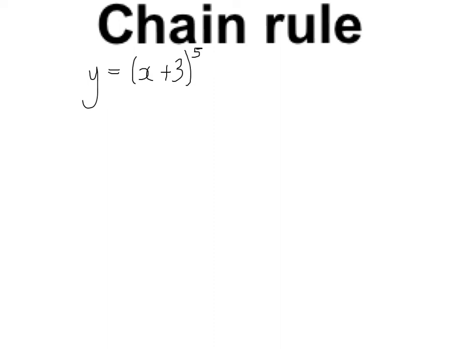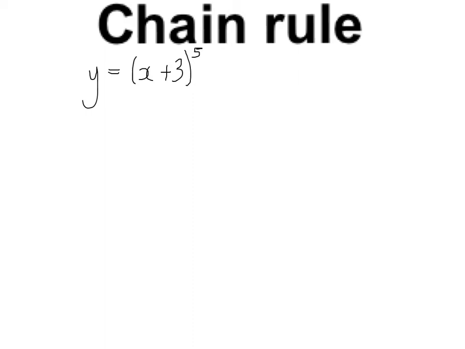Sometimes you're asked to find the derivative of a more complex function than you've seen in the past. In this case, x plus 3 to the power of 5. Now, although you could expand the brackets, you're going to end up with something that's going to take you forever to expand, and you don't actually need to. What you can do is use something called the chain rule.